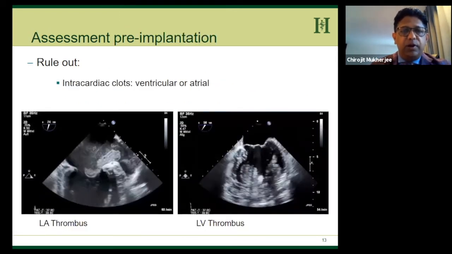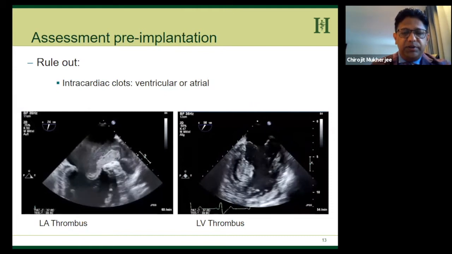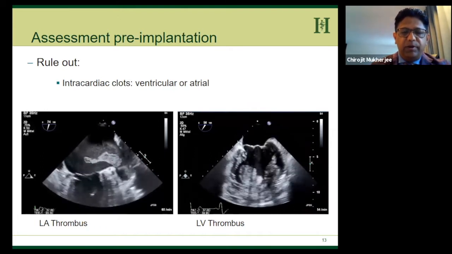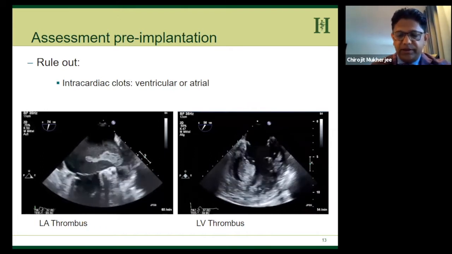What has to be ruled out next before implantation is the presence of thrombus, because LA thrombus and LV thrombus have to be addressed, and they need to be addressed intraoperatively before an LVAD is implanted.